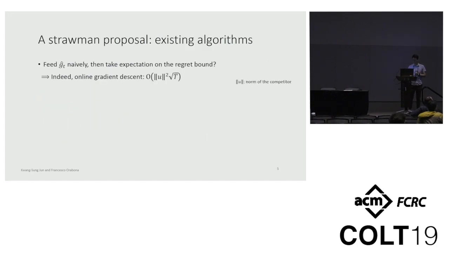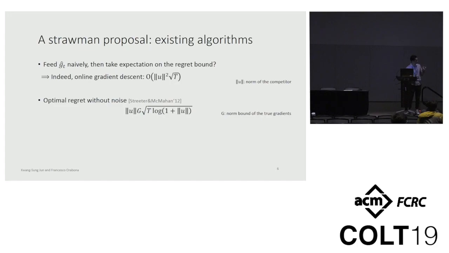Okay, so why is this an interesting problem? Why don't we use existing algorithms for this setting? Indeed, you can just feed those noisy gradients to online gradient descent without projections, and you can just read off the regret bound and take expectation. You get the following regret bound, which is essentially the norm of the competitor squared times root t. But we're not satisfied because we know that it is possible to get, in the standard setting, norm times root t instead of norm squared.